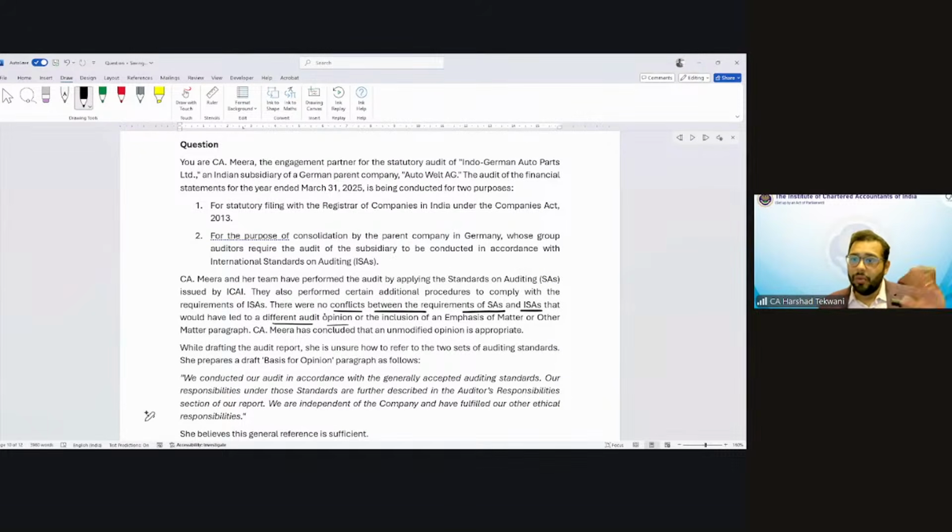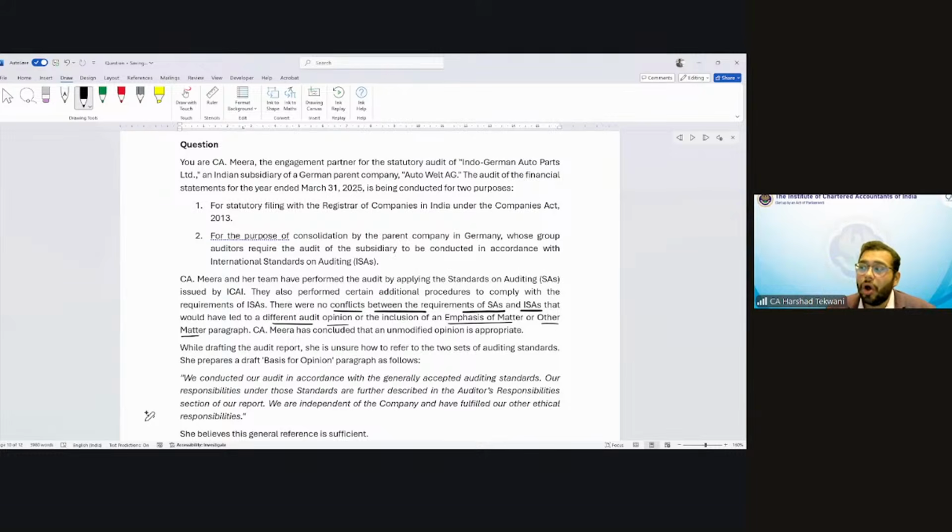For example, as per SA you are giving modified, and some other set of standards would require you to give adverse, disclaimer, or let's say unmodified. So there should not be any conflict, there should not be any different opinion, or any requirement of including an EOM or other matter paragraph in the audit report because of the two sets of standards. If that is the case, then yes, you can go ahead and mention the additional set of auditing standards that has been complied with for the purpose of the audit.